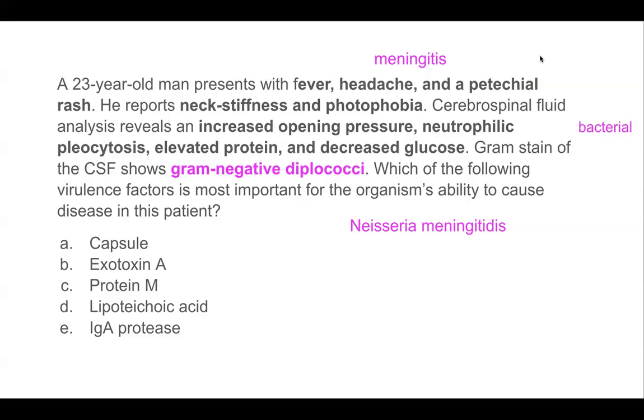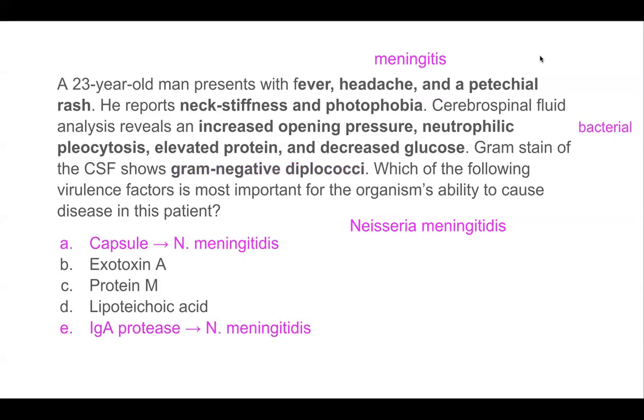So the first question is, which of these five answer choices is actually seen in Neisseria? A, capsule. Neisseria does have a capsule. B, exotoxin A. No, that's not Neisseria. C, protein M. Again, not Neisseria. D, lipoteichoic acid. No. And then IgA protease is also seen in Neisseria. So I think it could be one of those two things.